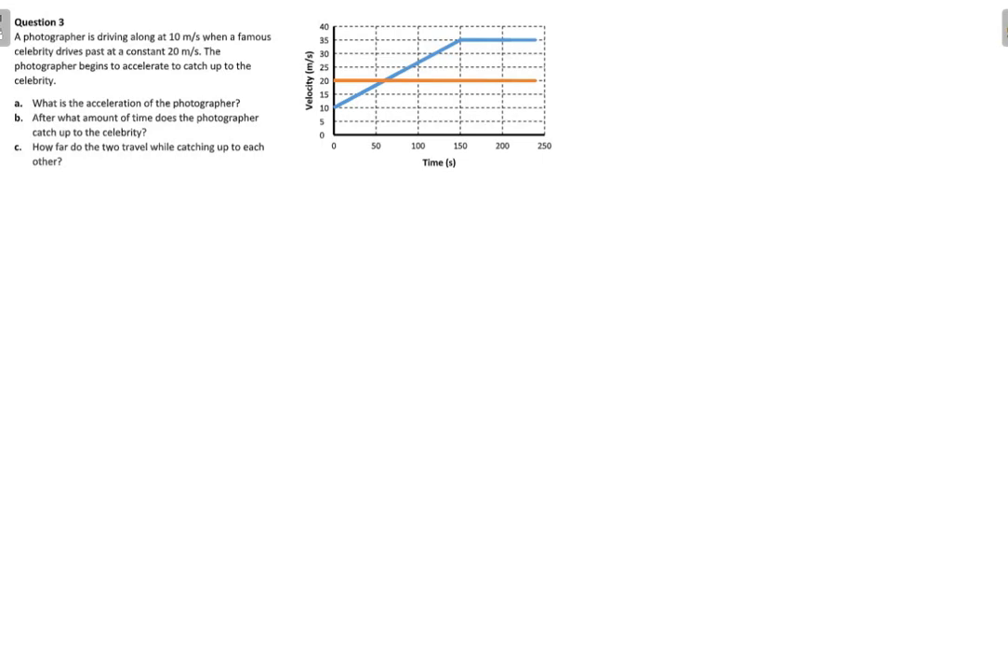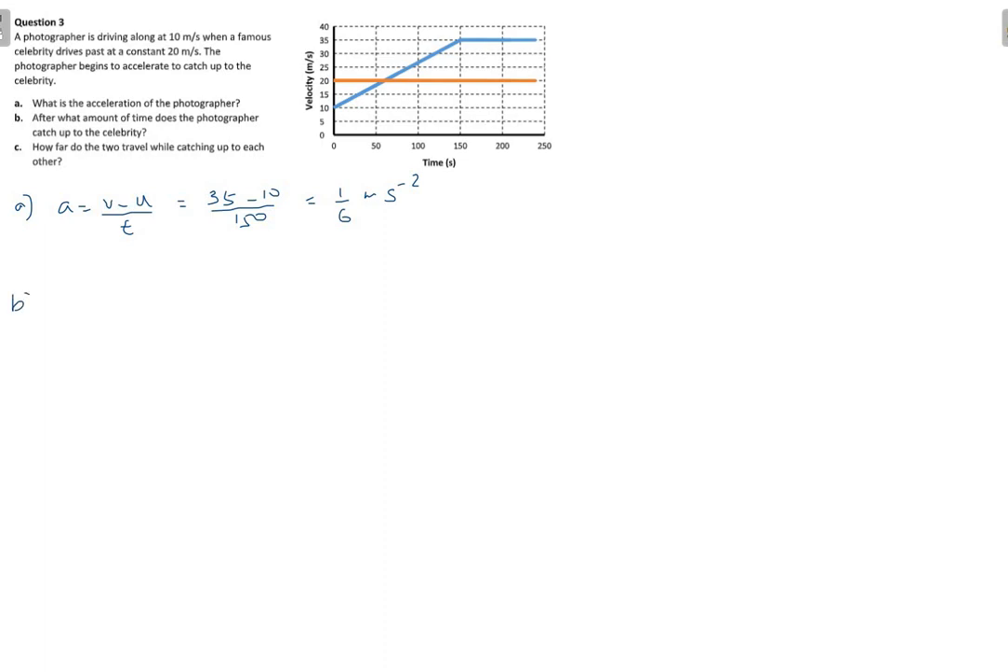So for this question, what we have is finding the acceleration of the photographer. That's given here on the graph and also in the text. The first part is what's the acceleration. Acceleration is equal to v minus u divided by t. That's the definition of acceleration. So we're going to use that, and we find that it's 35 minus 10 over 150, and that gives you 1/6 meters per second squared.